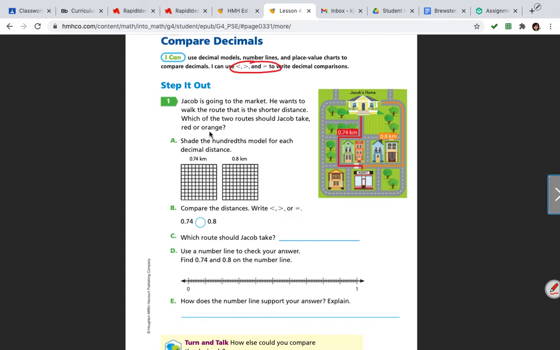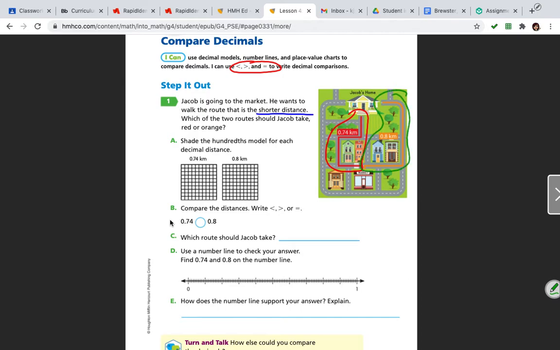So the question is, Jacob is going to the market. He wants to walk the route that is the shorter distance. So I'm going to underline shorter distance. So I want the smaller, the less number. Which of the two routes should Jacob take, red or orange? So we can see right here, the red one is 74 hundredths, okay? And the orange route is 8 tenths.